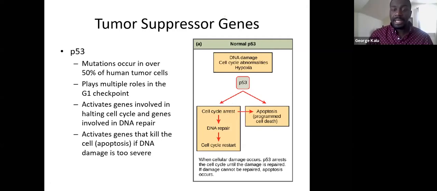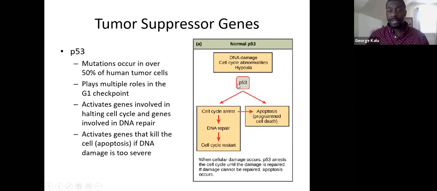Option B is if the DNA damage is too severe, it'll activate genes that cause a process called apoptosis. Apoptosis is when the cell actually kills itself. It does that if the DNA is too damaged. That's a good thing, because you don't want a mutated cell to continue developing new daughter cells with that same mutation and possibly developing more mutations. You want to kill that cell before it has a chance to do that. So those are the two options.